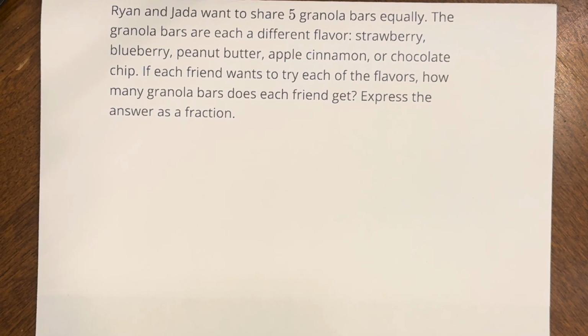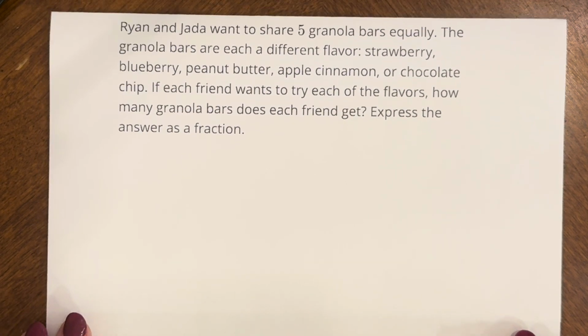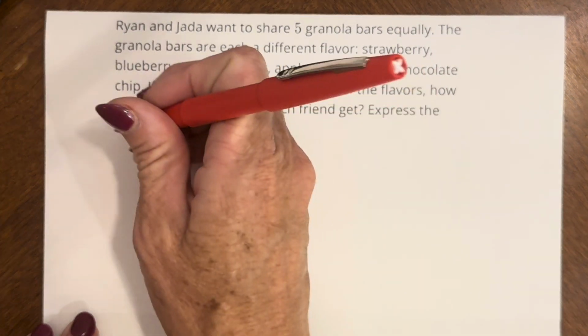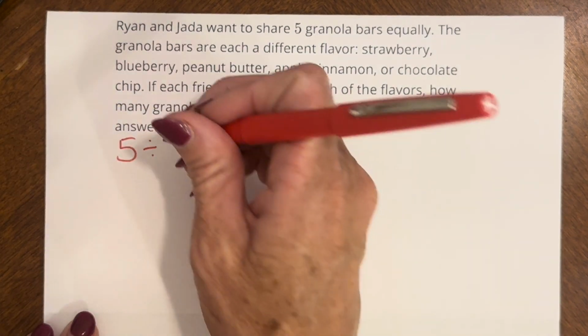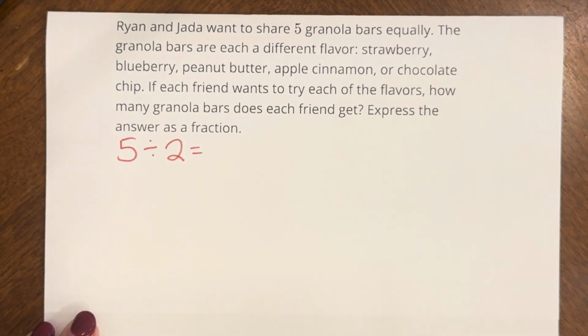The granola bars are each a different flavor: strawberry, blueberry, peanut butter, apple cinnamon, or chocolate chip. If each friend wants to try each of the flavors, how many granola bars does each friend get? Express the answer as a fraction. So what are they sharing, splitting, or dividing? They are sharing, splitting, and dividing the 5 granola bars, and they're going to be divided between 2 people.